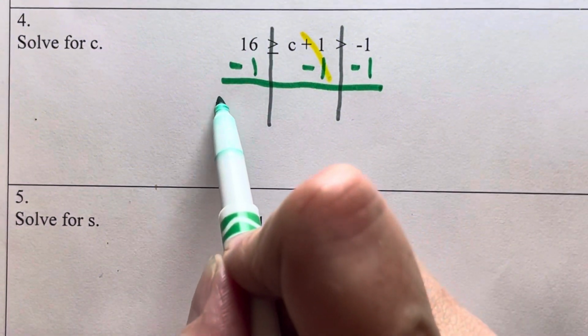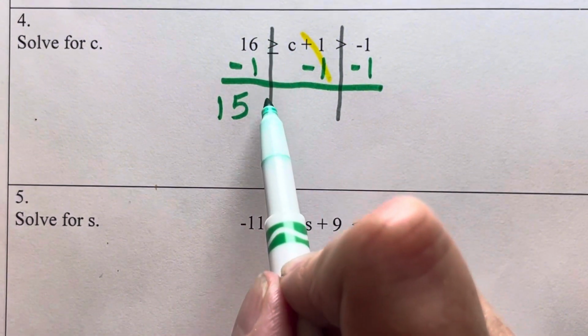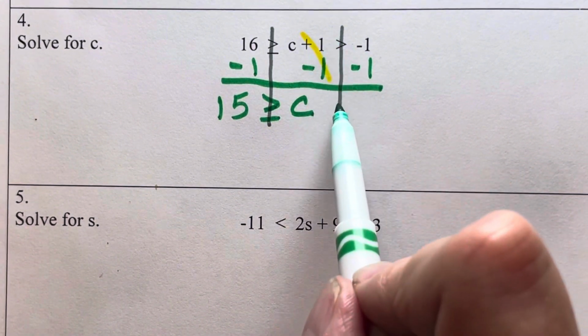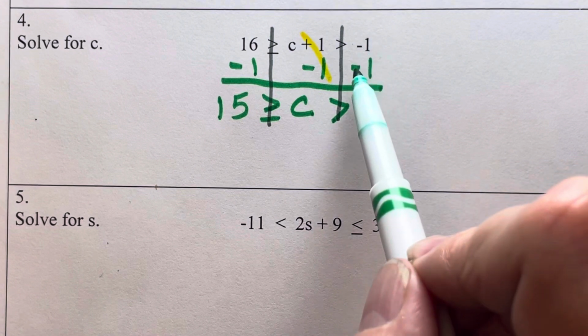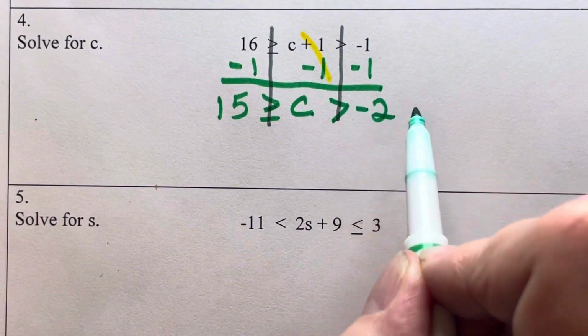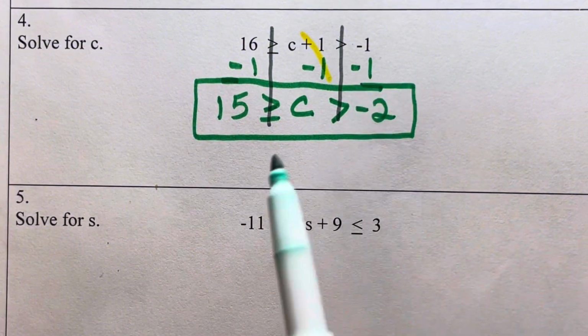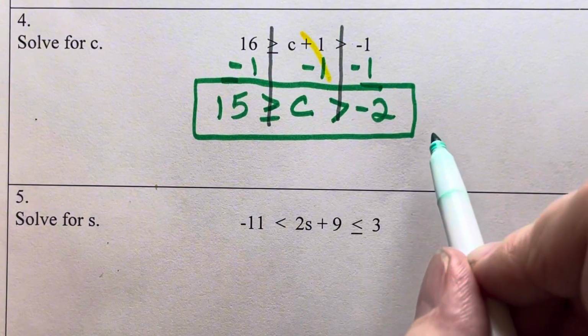16 minus 1 is 15, which is greater than or equal to c, which is greater than negative 1 minus 1 more, which is negative 2. And there is our compound inequality, nice and clean and tidied up. So there you go.